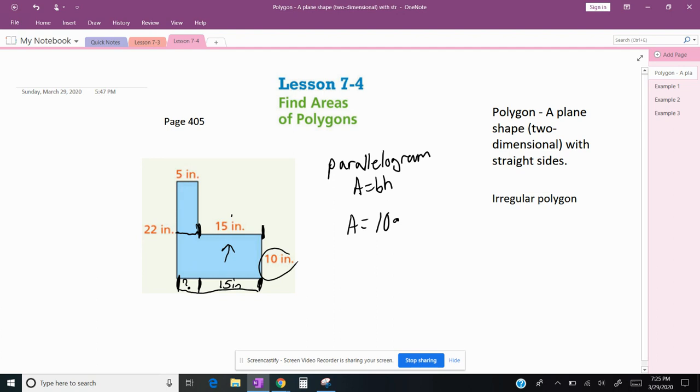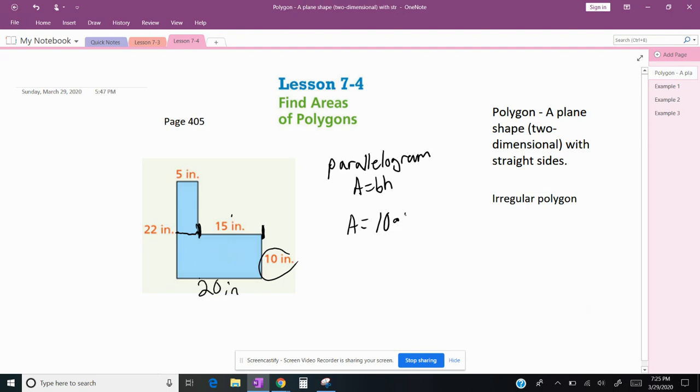Oops. Let me undo that right there. So I'm going to call this 5 inches. That means the whole length of this side is 20 inches. So I now know that this large rectangle has a base of 20 inches.